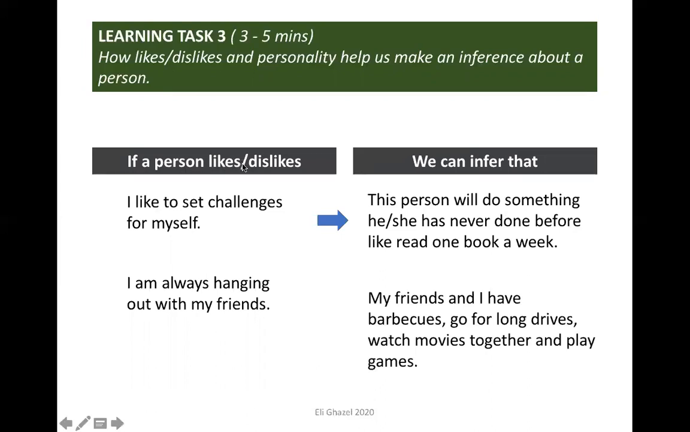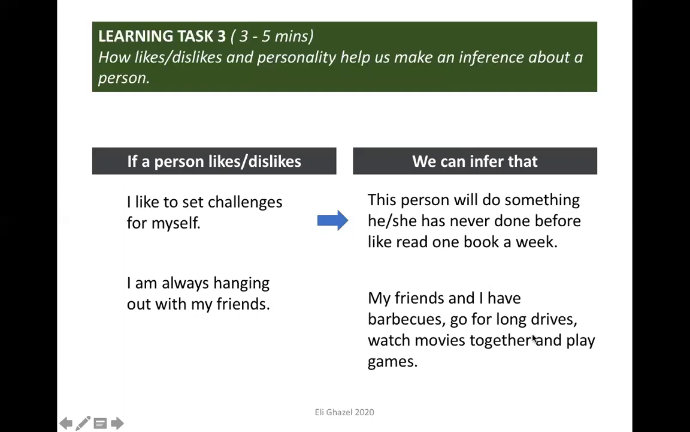If the person's likes and dislikes are, I like, what do you like? To set challenges for myself. We can infer that this person will do something that he or she has never done before, like read one book a week. That's a challenge that you set for yourself. I'm always hanging out with my friends. That's not a personality, that's a like. It doesn't say the word like or dislike, but if you're always hanging out with your friends, it means you like it. Now, what does that infer? My friends and I have barbecues, go for long drives, watch movies together, and play games.